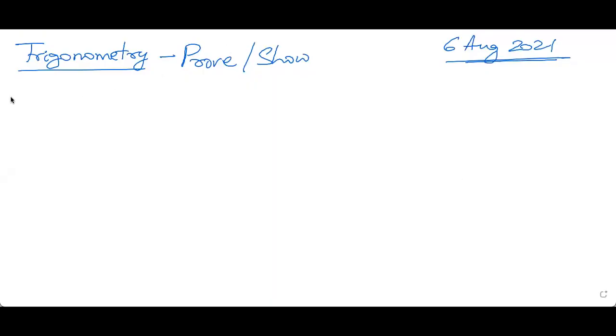So the next question, which is part 6 of question 6, reads as, Aman read for us: 1 by sec theta minus tan theta. We have to prove that it is equal to sec theta plus tan theta.